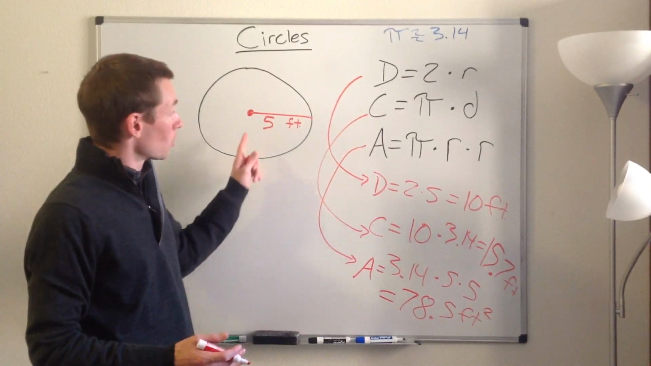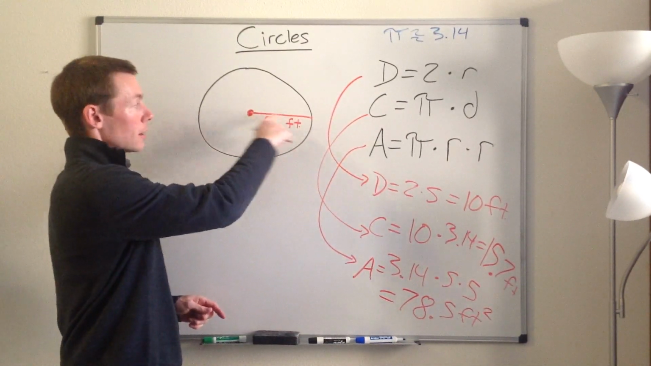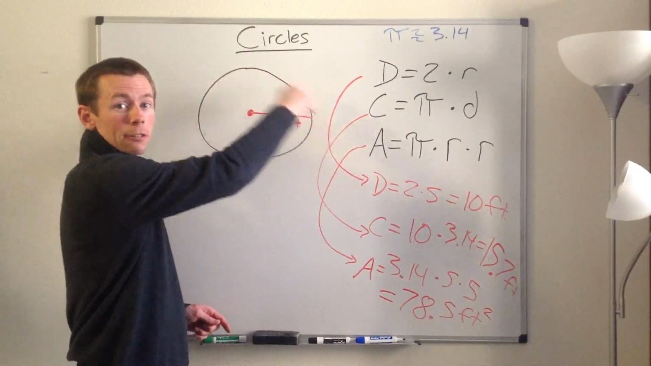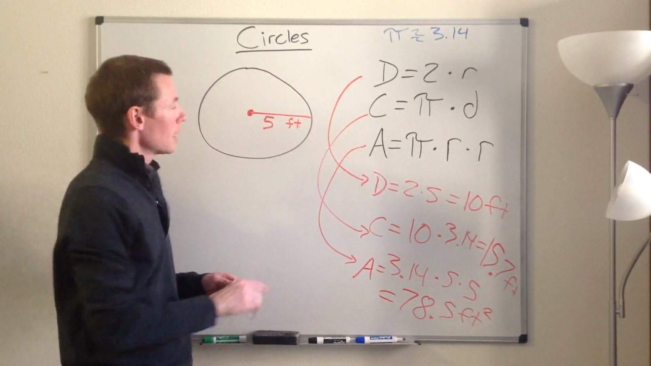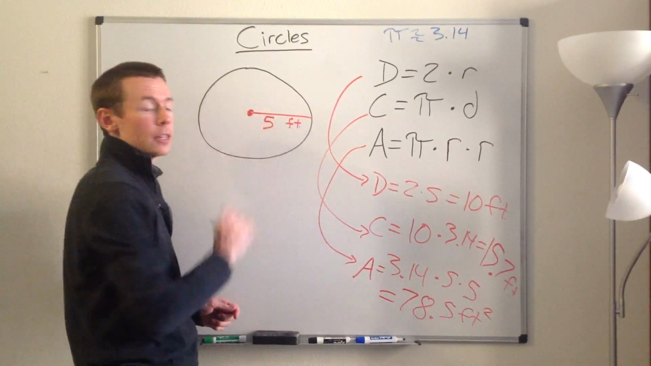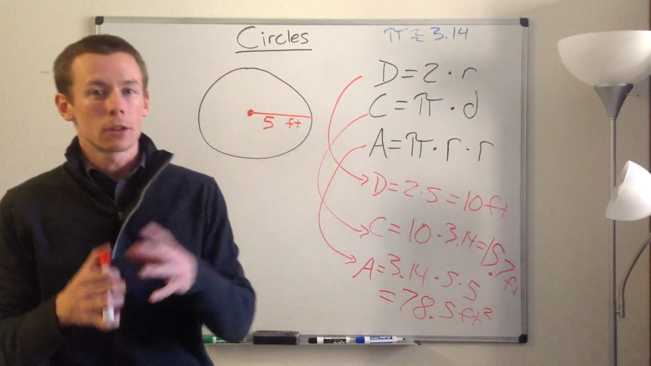So the radius is 5 feet. The diameter is 10 feet. The circumference is 15.7 feet. And the entire area inside the circle is 78.5 feet squared. That concludes this video.